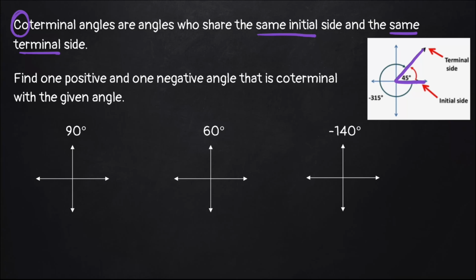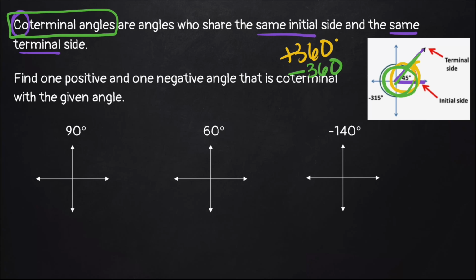Now, you can make as many, infinite rotations in either the positive direction or the negative direction, and still end up with the same terminal side and the same initial side. So if I look at 45 degrees, if I were to go one full rotation around, because I'm going one full rotation, I would add 360 degrees. And if I wanted to go the other way and make a full rotation and end in that same spot, I would just subtract 360 degrees. So adding or subtracting 360 degrees is what's going to give you your coterminal angles.